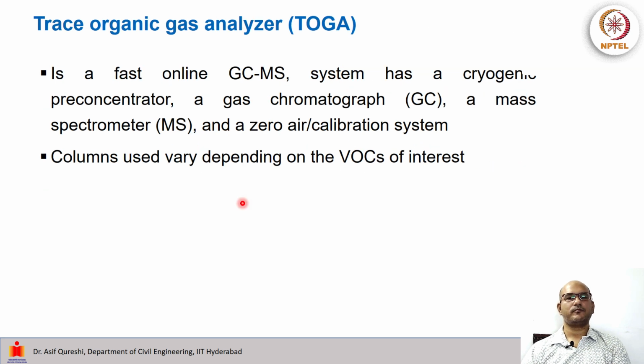We also have trace organic gas analyzers, which are sort of fast online GCMS systems. They have a cryogenic pre-concentrator, a gas chromatograph, a mass spectrometer and a zero air calibration system, and the nature of columns may vary depending on the VOC of interest.